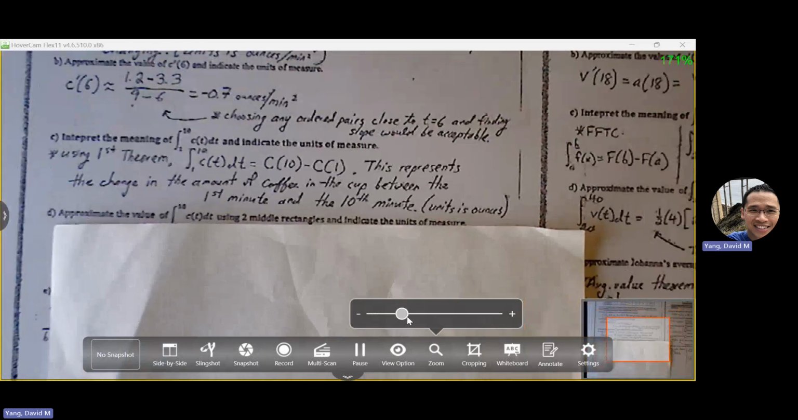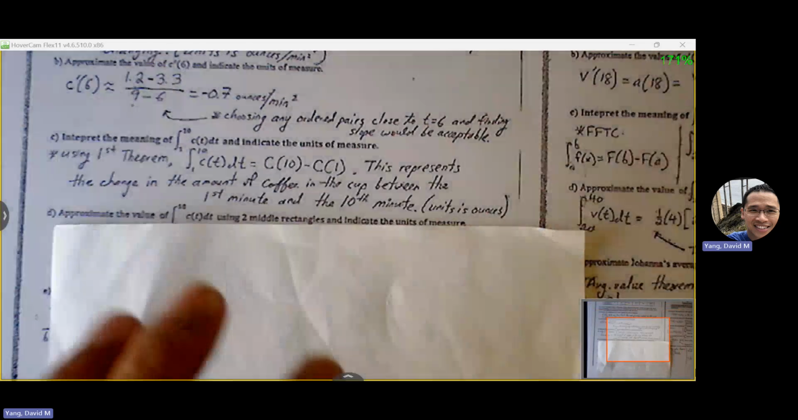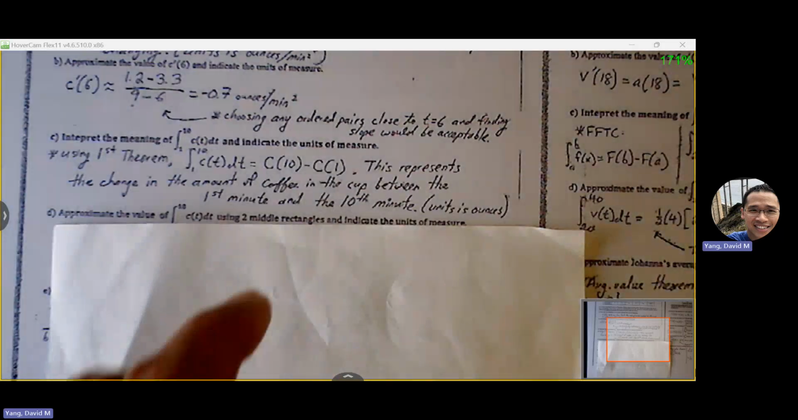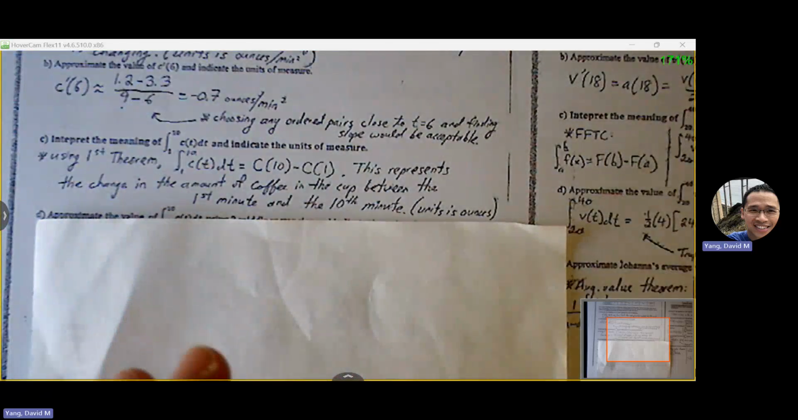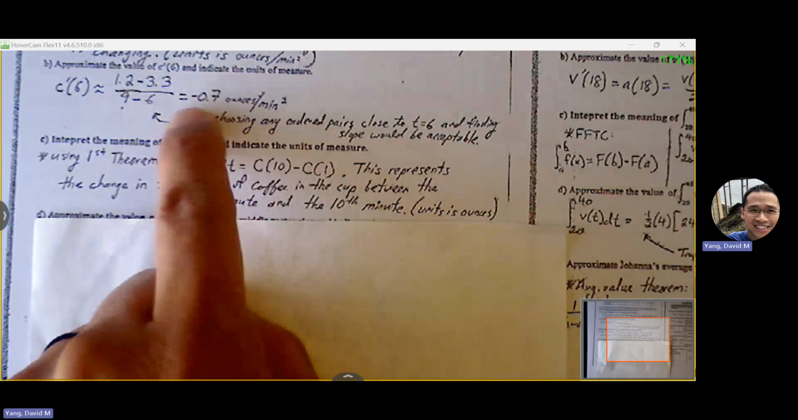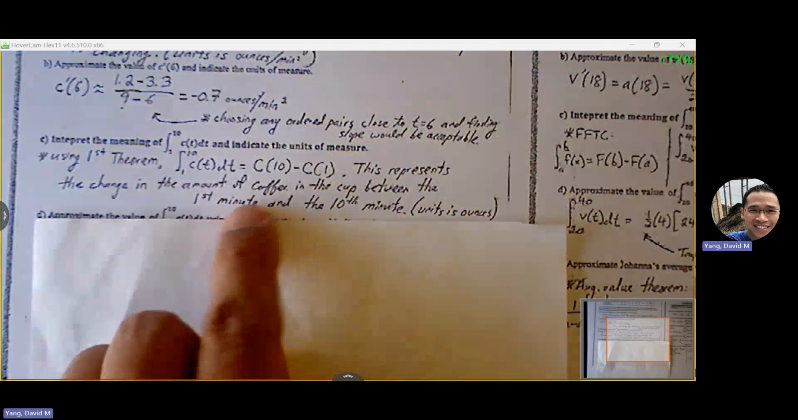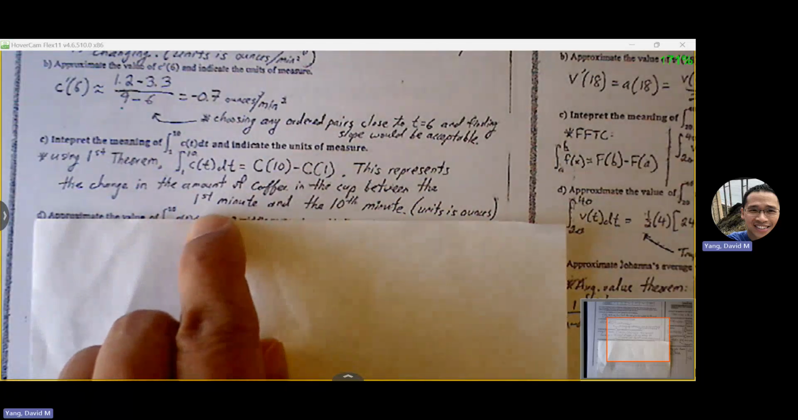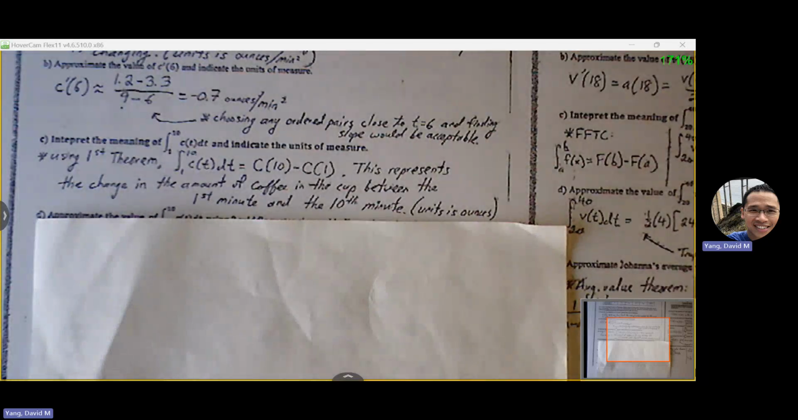So anytime that you are taking the integral, whether you're just approximating or you're doing a definite integral, our natural tendency is to say, oh, this is just an accumulation of ounces per minute. But your units will change, just like how if you're finding the derivative, your units changed. Here you're going from ounces per minute back up to ounces. So this represents the change in the amount of coffee in the cup between the first and the 10th minute. It's displacement. It's how much of something has been added.